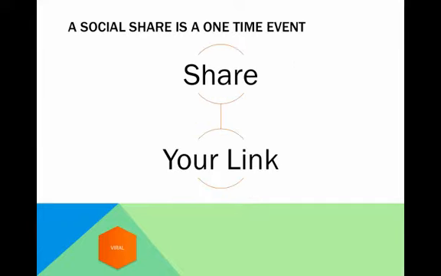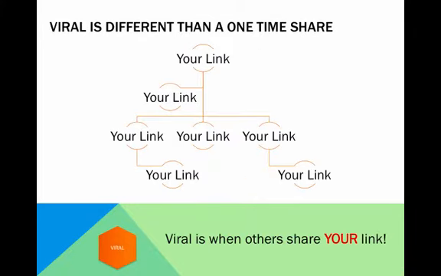This technology will help us do that. Now, a social share is a one-time event. When you post a link on your Facebook and that link sits in the Facebook account, that link is a one-time post. It'll move down the wall, and your friends might see it and get information from that post. But that is not a link that's being reshared multiple times down multiple generations. Viral is different from a one-time share. Viral is when your link is shared out generationally, from one level to the next level, through the next level, and it spreads out. So viral is when others share your link.